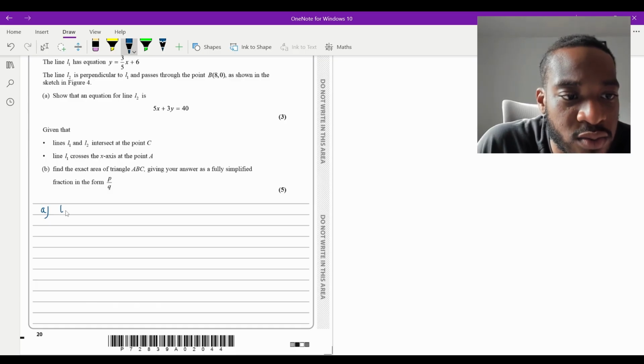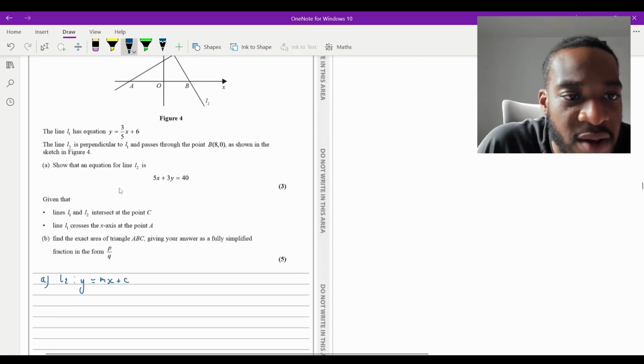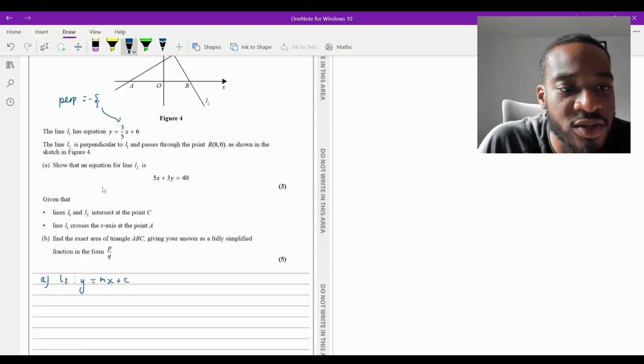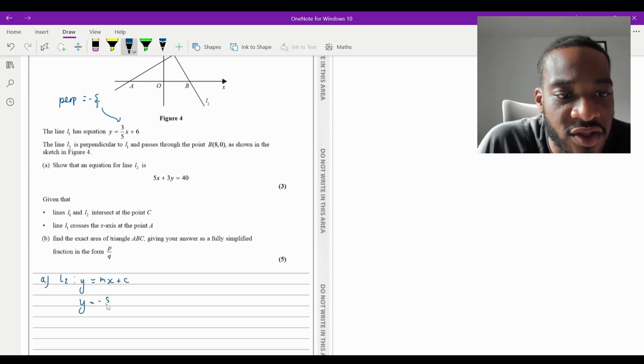Now, L2, right now it's y equals mx plus c. That's all we know. We know that it's perpendicular to L1. The gradient of L1 is 3 over 5, isn't it? So the perpendicular gradient, I'll just write perp here. Sorry, that's awful handwriting, I should say. I know how to spell. Perp is going to equal negative 5/3, isn't it? So therefore, I can say we have y is equal to minus 5 over 3x plus c so far.